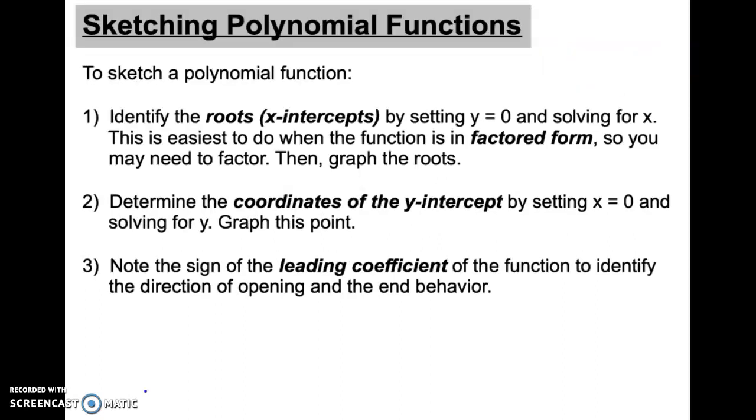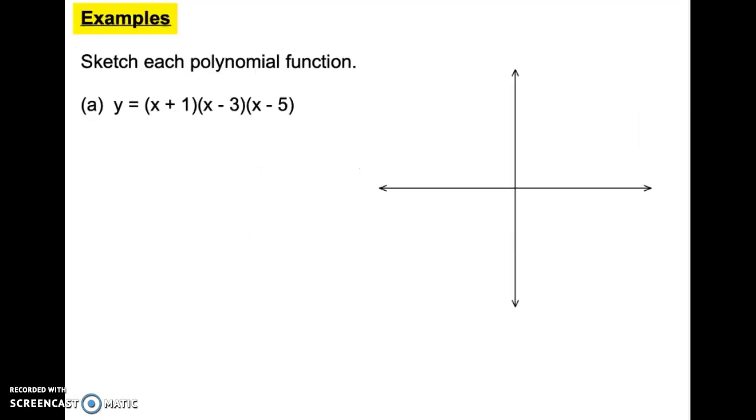So steps for sketching a polynomial function. First, you want to identify the roots. Okay. To do that, you really need it in factored form. So if it wasn't already factored for you, you would have to factor it, possibly using the factor theorem and synthetic division. Then you want to determine coordinates for the y-intercept, and you want to look at the degree and the leading coefficient before putting it all together in order to sketch your graph. So let's go through a few examples here.